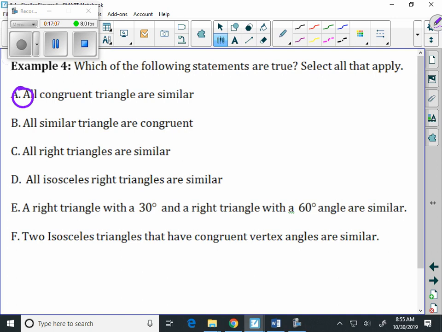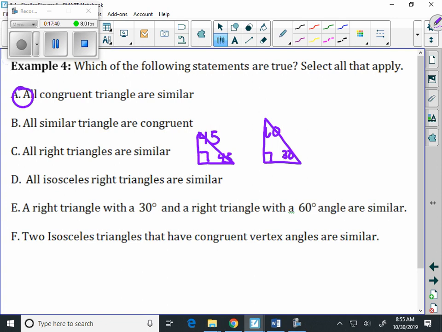Let's see, all right triangles are similar? No. If you think about it, we can have a right triangle that has 45 degrees here and 45 degrees there. And then we might have a right triangle, but we might have 30 degrees here and 60 degrees there. So we don't have 2 congruent angles.